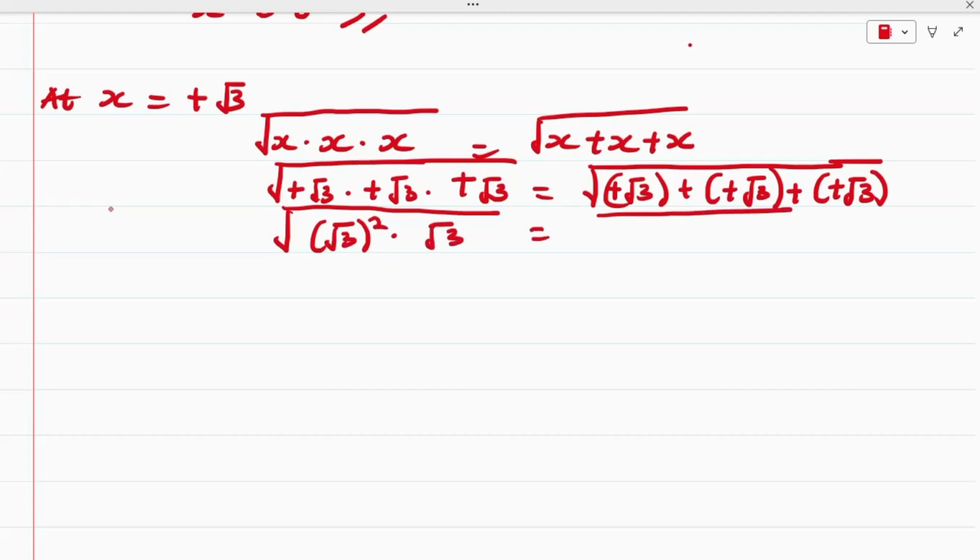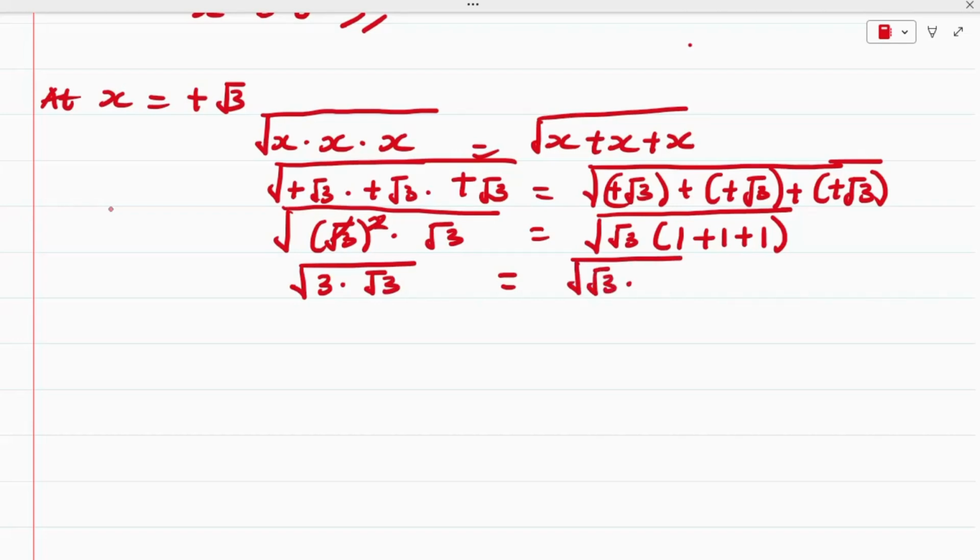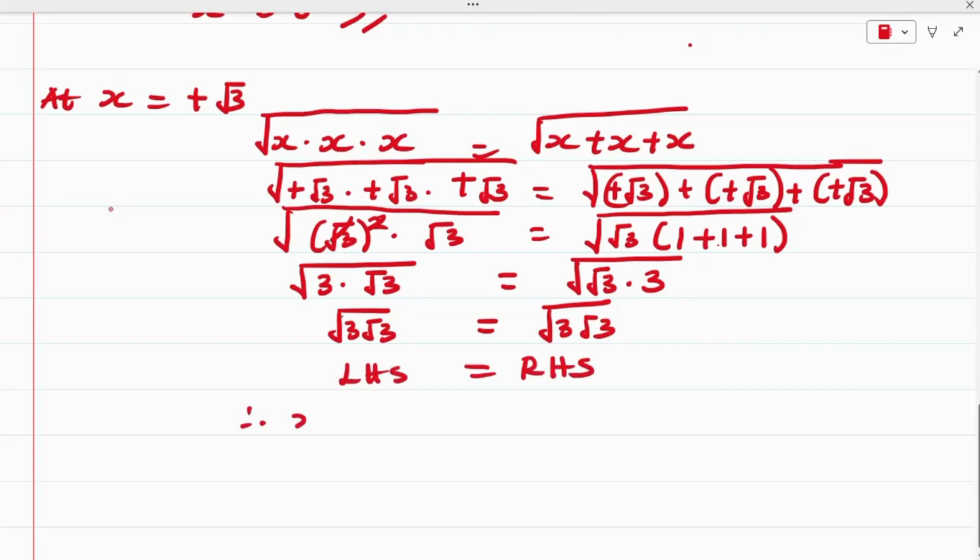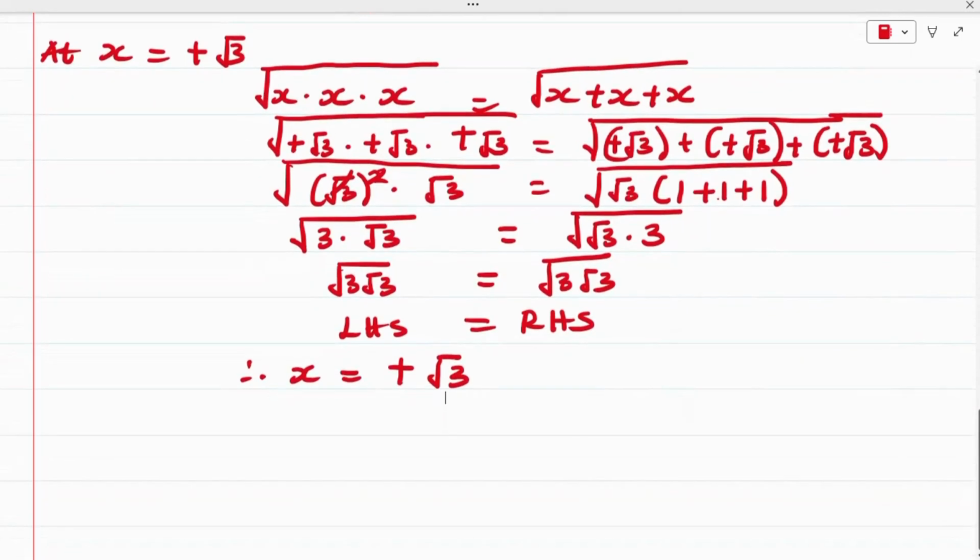which is equal to, we have plus root 3 as the common term, which is the same thing as the root of 3. If we have that as the common term, we have 1 plus 1 plus 1 if we factor this out. So this is going to cancel out this. So we have the square root of 3 multiply the root of 3, which is equal to the square root of the root of 3 multiply 1 plus 1 plus 1, which is 3. So we have the square root of 3 root 3, which is equal to the square root of 3 root 3. So we say the left hand side is equal to the right hand side. So therefore x is equal to plus root 3.